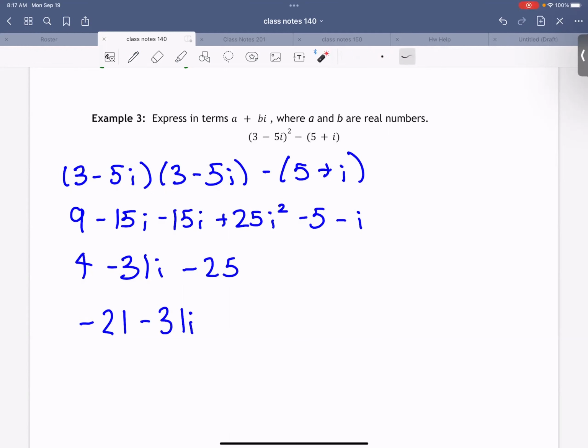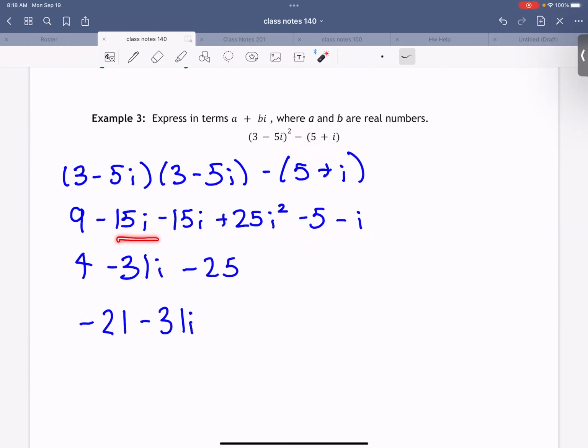Sure. So I did 3 minus 5i, that quantity squared, and I multiplied that together. So 3 times 3 is 9. And then 3 times -5i is -15i. And then it's -15i again. And -5i times -5i is a positive 25i squared. And then I distributed the negative to the 5 and i. So it's -5 and -i. And I combined those terms together.